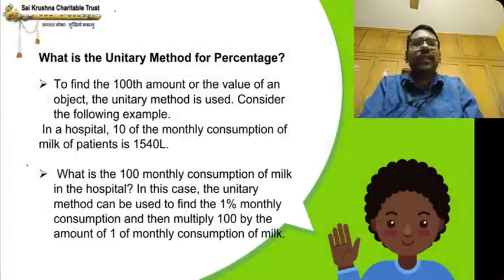What is the unitary method for percentage? To find the 100% amount of a value or of an object, the unitary method is used. Consider the following example. In a hospital, 10% of the monthly consumption of milk of patients is 1,540 liters. What is the 100% monthly consumption of milk in the hospital? In this case, the unitary method can be used to find 1% monthly consumption and then multiply 100 by the amount of 1% of monthly consumption of milk.